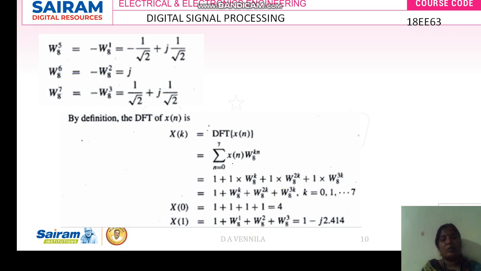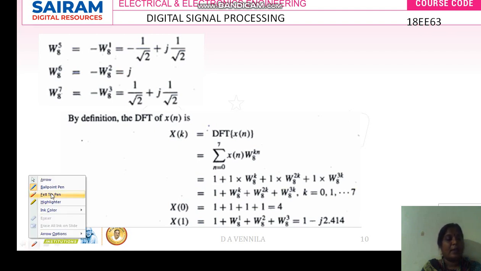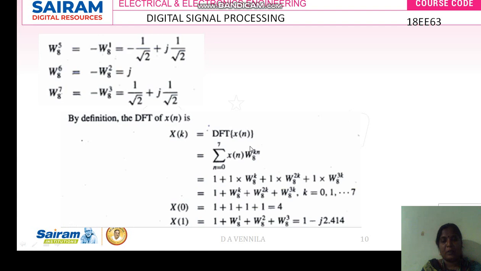Now we are going to use the DFT. DFT of x of n is equal to X of k is equal to summation n equal to 0 to 7, because it is capital N minus 1. So capital N is 8, 8 minus 1 is 7. X of n omega 8 kn. Now here you are going to substitute k is equal to 0, 1, and here you are going to substitute n equal to 0 to 7.